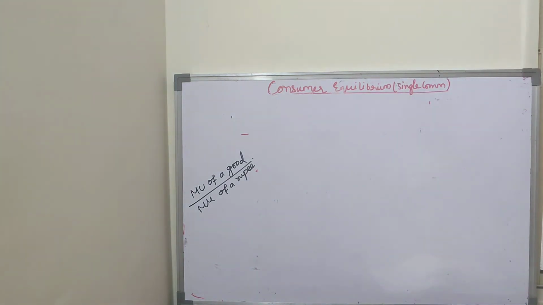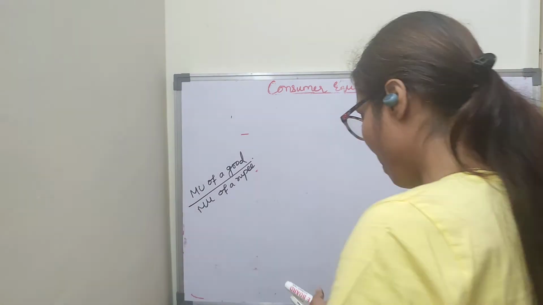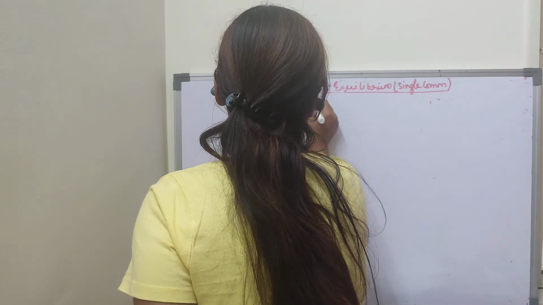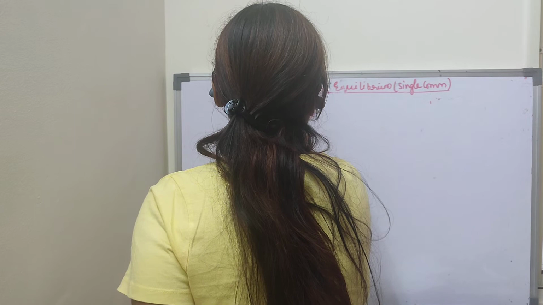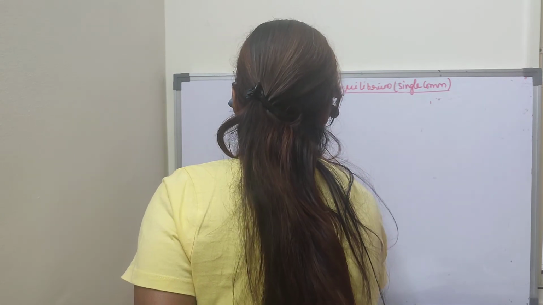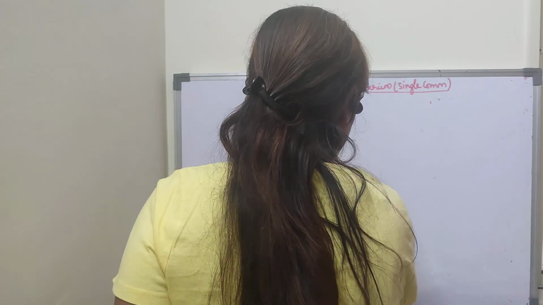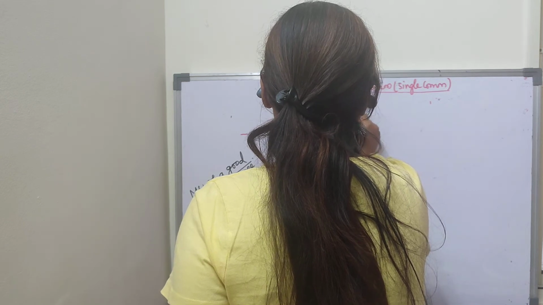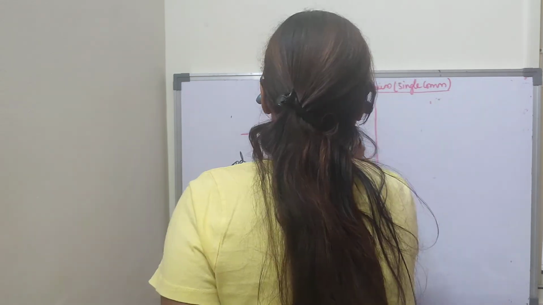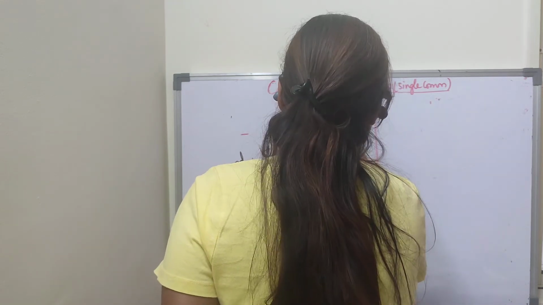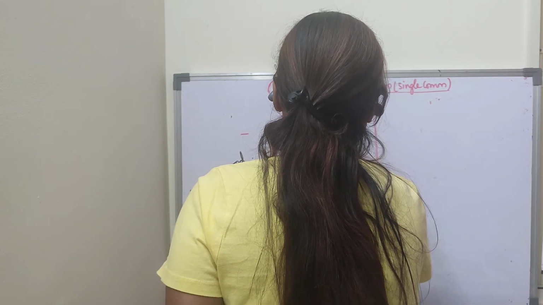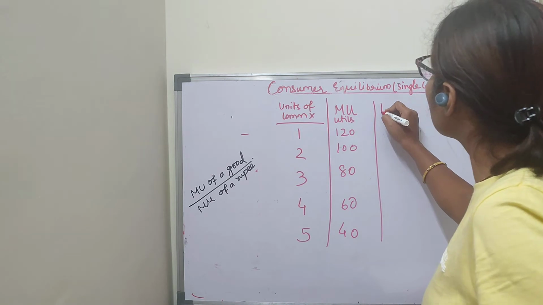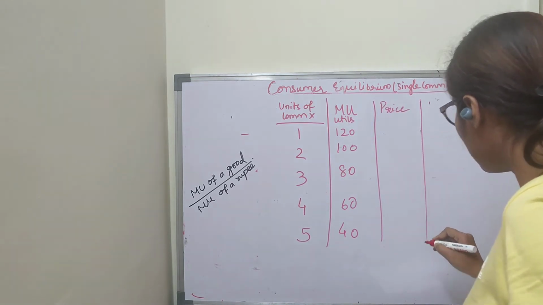So here I am taking one table where marginal utility in terms of money is not given to you. Units of commodity, say X, I am taking 1, 2, 3, 4 and 5. Now here I am taking marginal utility which is expressed in utils: 120, 100, 80, 60 and 40. Now here I am taking the price which is assumed to be fixed.